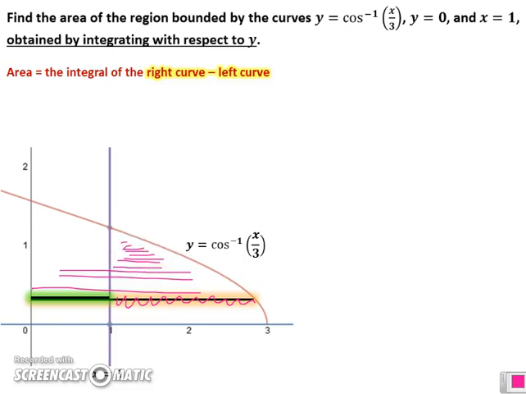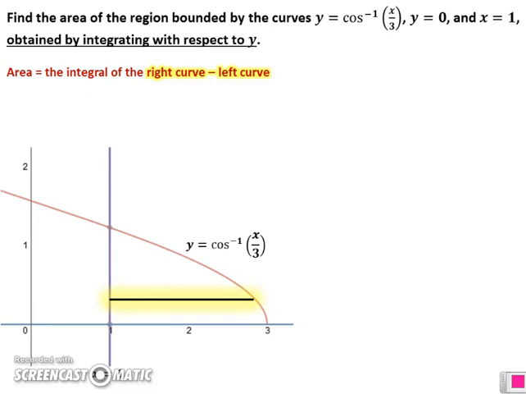So when you're integrating with respect to y, we're going to need to solve for x because this distance represents some x coordinate. It's a distance, remember. And then you need to remember to do the right curve minus the left curve. So let's take this equation and we need to solve it for x.